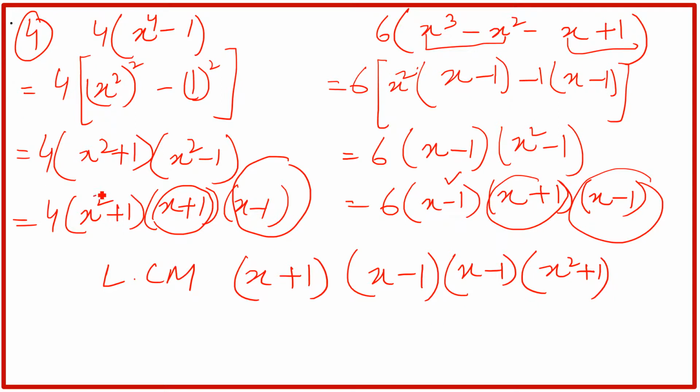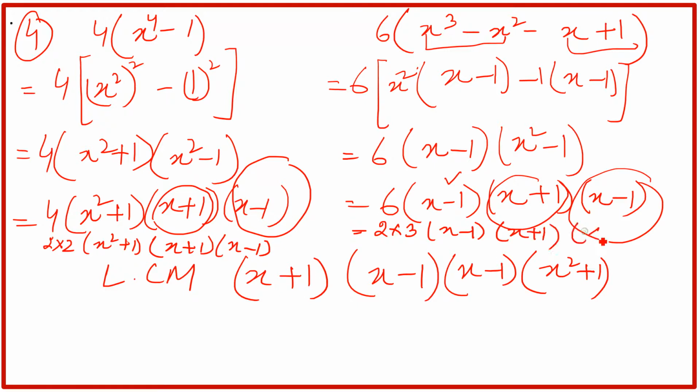Right? Okay. So now what about 4 and 6? Instead of this 4, I can write down 2 multiplied by 2. Right? I will do one more step here. Then it will be clear. Do this step, okay? Then we will take the LCM. 2 multiplied by 3, x minus 1, x plus 1, x minus 1. So see, 2 is here, 2 is also here. So we can take one time.